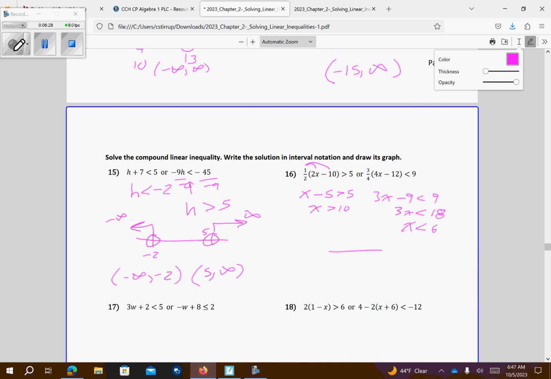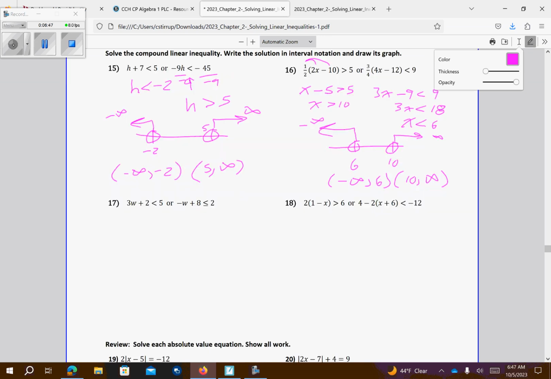This is an OR problem, so remember we're looking for just overlap, so I go 6, open dot this way. That goes to -infinity. 10's right here, open dot going this way. That goes to positive infinity. I'm going to have 2 answers because it's an OR problem. Looks like that.